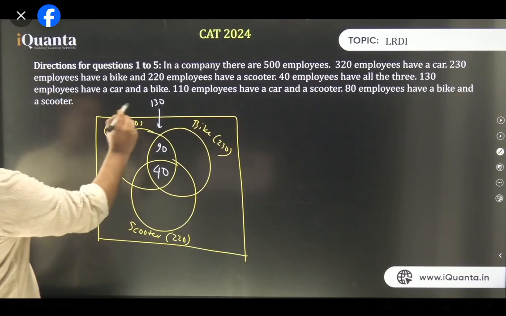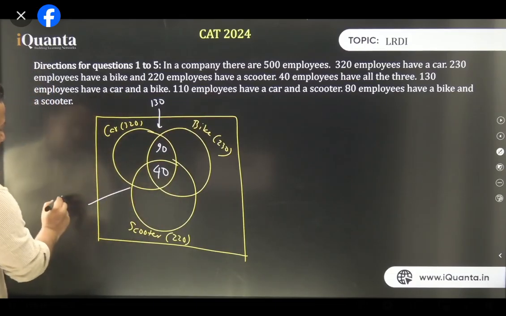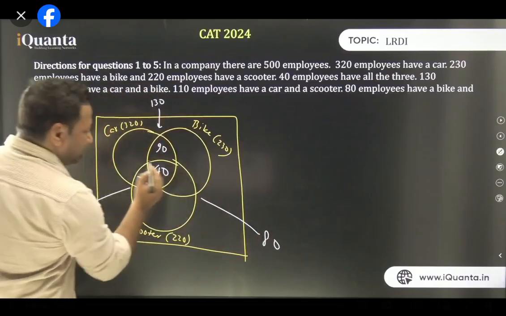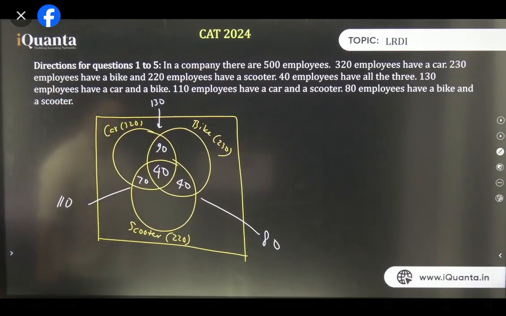Then it says 110 employees have a car and a scooter. A car and a scooter is 110. So 40 is already here, we have 70 over here. 80 employees have a bike and a scooter. This one is 80. 40 is already here, so we'll have 40 over here.